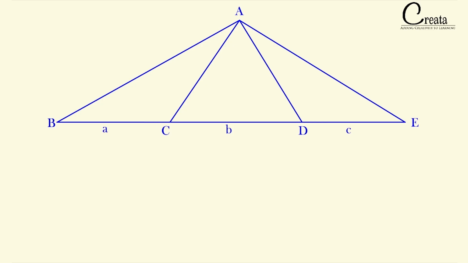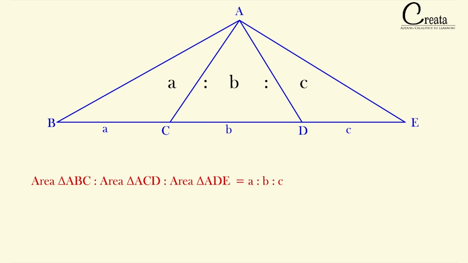Or we can say the ratio of bases of these three triangles is a is to b is to c. Then the ratio of the areas of these triangles will also be in the ratio of a is to b is to c. Okay, this is the fundamental. Let's take a small problem.